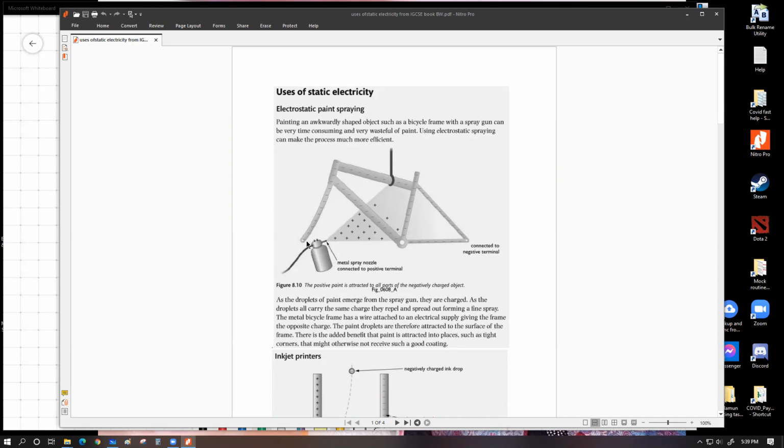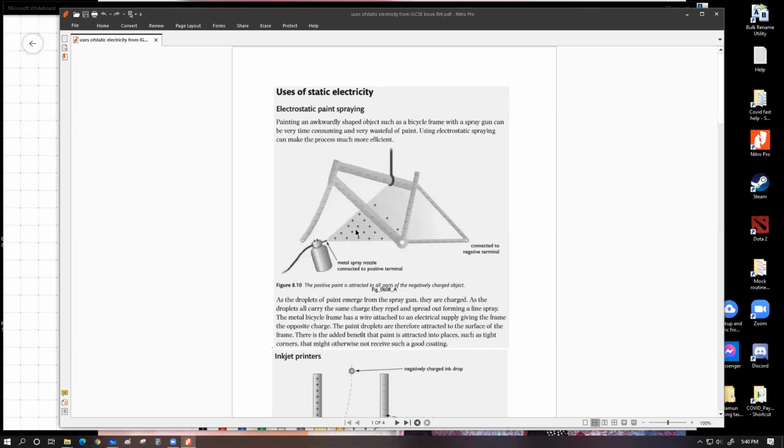What happens whenever the paint droplets pass through the nozzle is that, because the nozzle is positively charged, the paint droplets lose some electrons to that positively charged nozzle. This causes all the paint droplets which are coming out to become individually positively charged, because all of them have some positive charge that they gained from the nozzle by losing some of their electrons, the nozzle being connected to the positive end of a battery or a DC source.